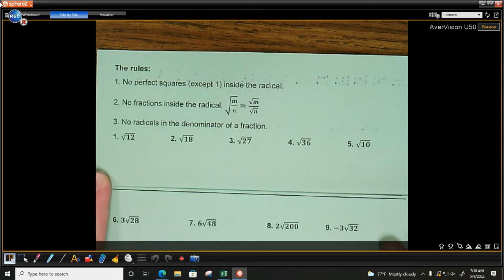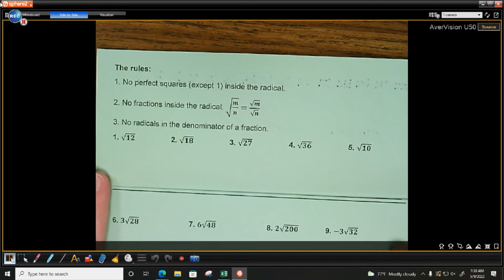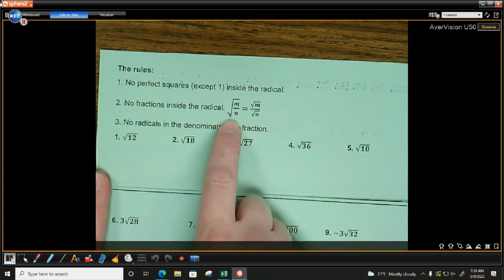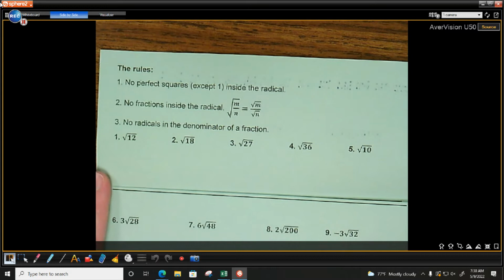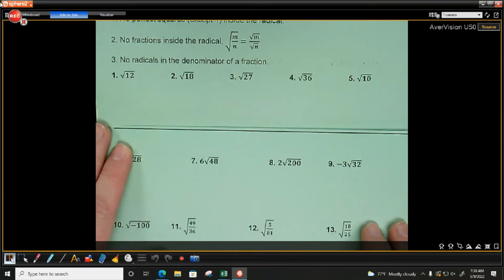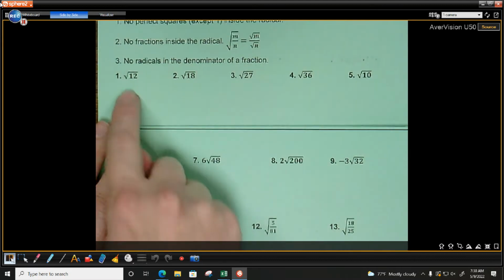Okay, we have our 3 rules. You can have no perfect squares except for 1 inside the radical. That's what I was just saying. If the number under the radical sign is divisible by a perfect square, you are not simplified. Okay? The second one is you can have no fractions inside the radical. Okay? No fractions under your radical sign and no radicals in the denominator of the fraction, in the bottom of a fraction. Okay? So, we are starting just by simplifying.